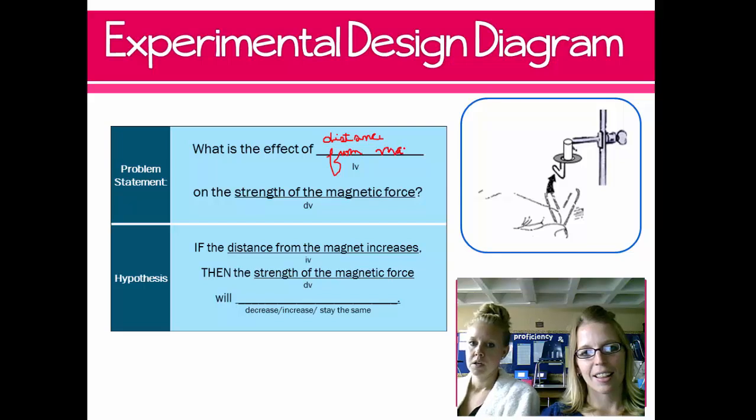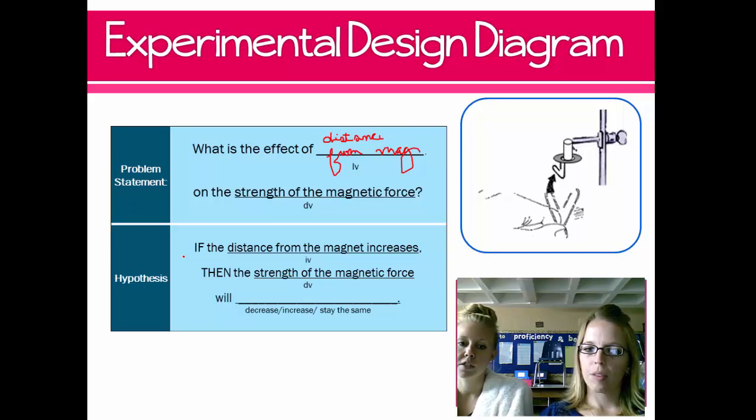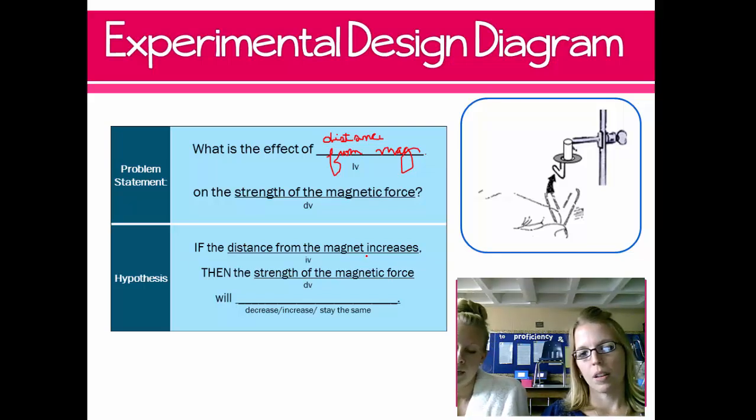Okay, so when you drop down to make your hypothesis, we've given you the IV and the DV, but you need to make it directional. So you need to say what direction you think the strength of the magnetic force is going to go. Do you think it's going to increase, decrease, or stay the same? And it's okay to have something different than those in your group.